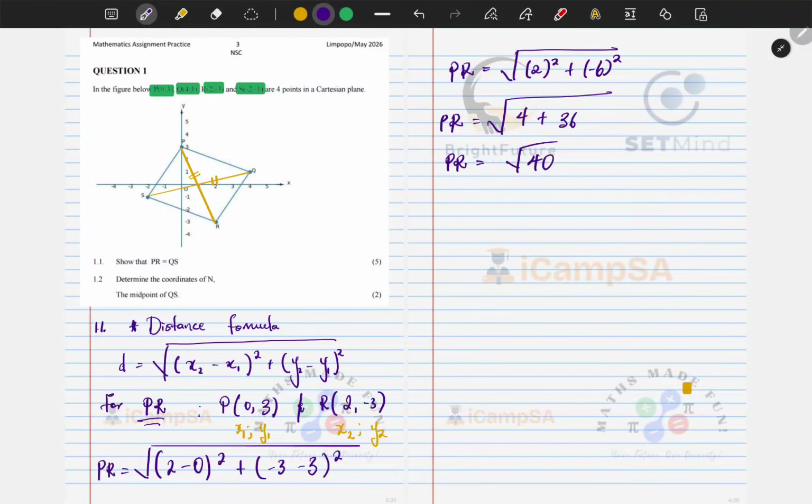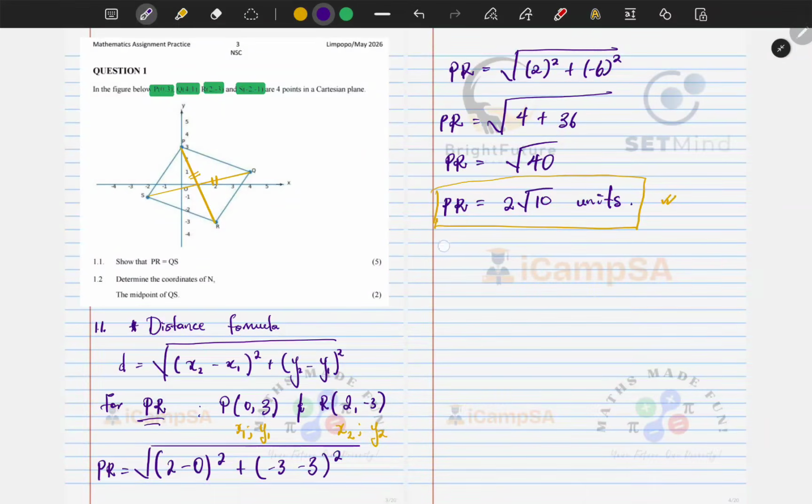If you like, you can stop here, but since they did not specify that we must not use a calculator, we can just press your calculator, and your calculator is going to give you a simplified answer for the square root of 40, which should be 2 root 10, right? It's going to be 2 root 10 units, right? So that's the first one for PR.